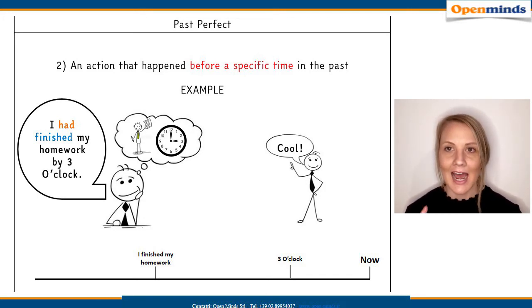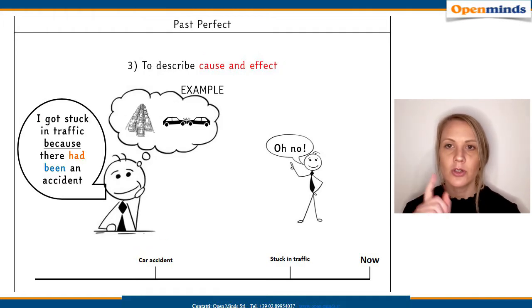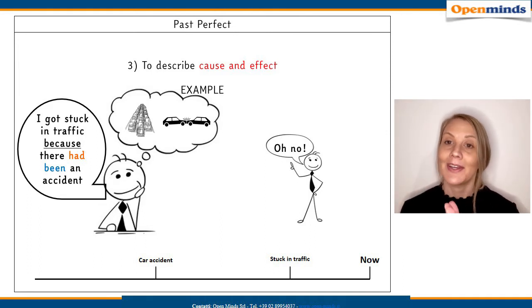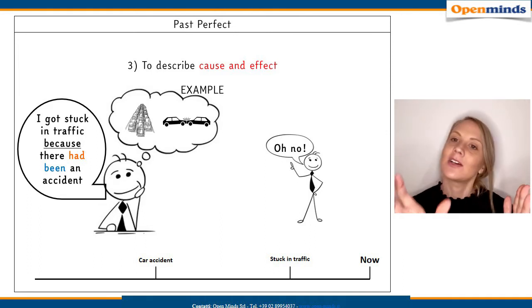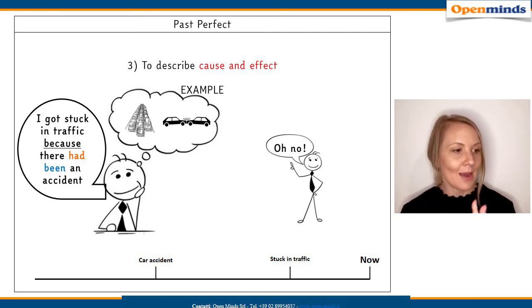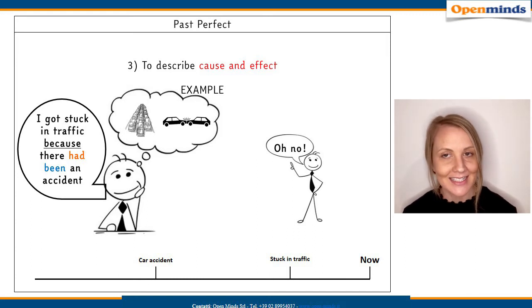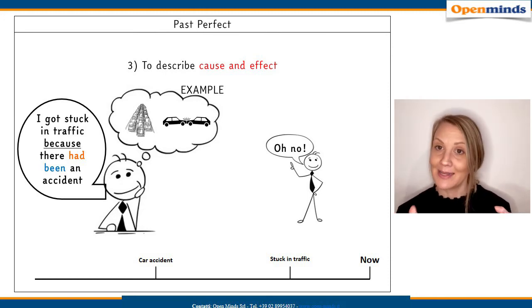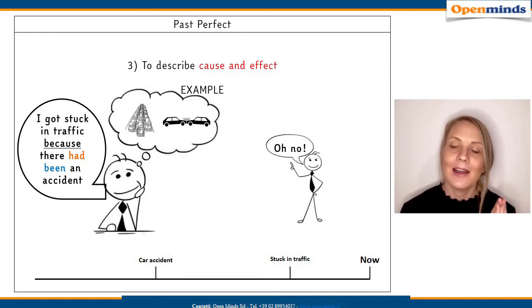Now, let's look at the last example. So to describe cause and effect. So the cause happened before the effect because the effect is the result of the cause. For example, I got stuck in traffic because there had been an accident. So an accident we use past perfect for, which is the cause. The effect we use past simple, I got stuck in traffic because there had been an accident.